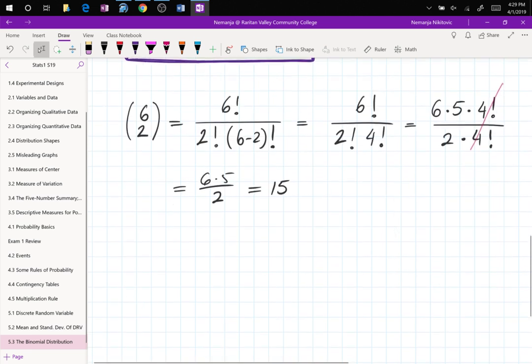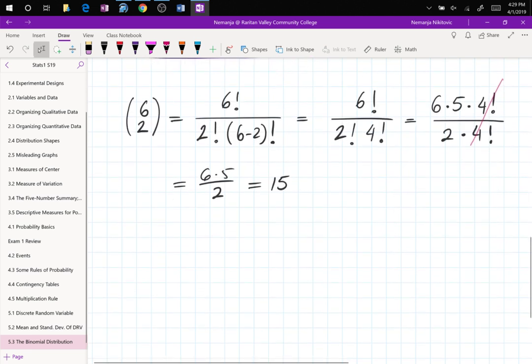So these are the calculations. Now let's take a look at one more. This one is going to have considerably larger numbers. So let's say you have 28 choose 9, for instance. Calculating something like this in a calculator would be absolutely crazy.